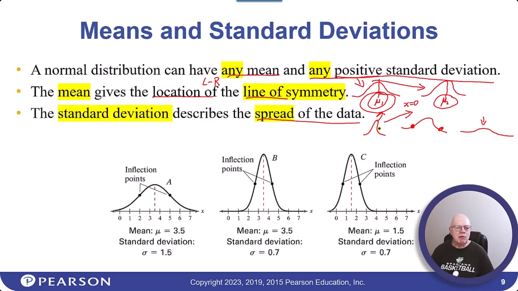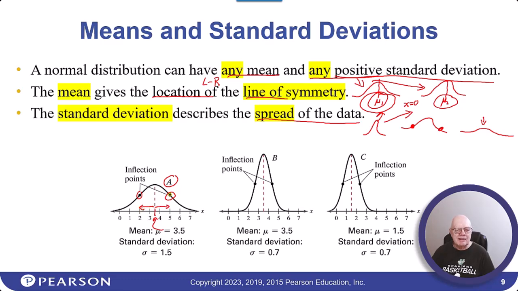Here are some examples right here. So we'll take this example A, take a look at it. That's sort of our starting point in this case. Notice the inflection points. And the mean for this one is a 3.5 right there. And the standard deviation, or where this goes out about 1.5 in both directions. That's where the inflection point hits.